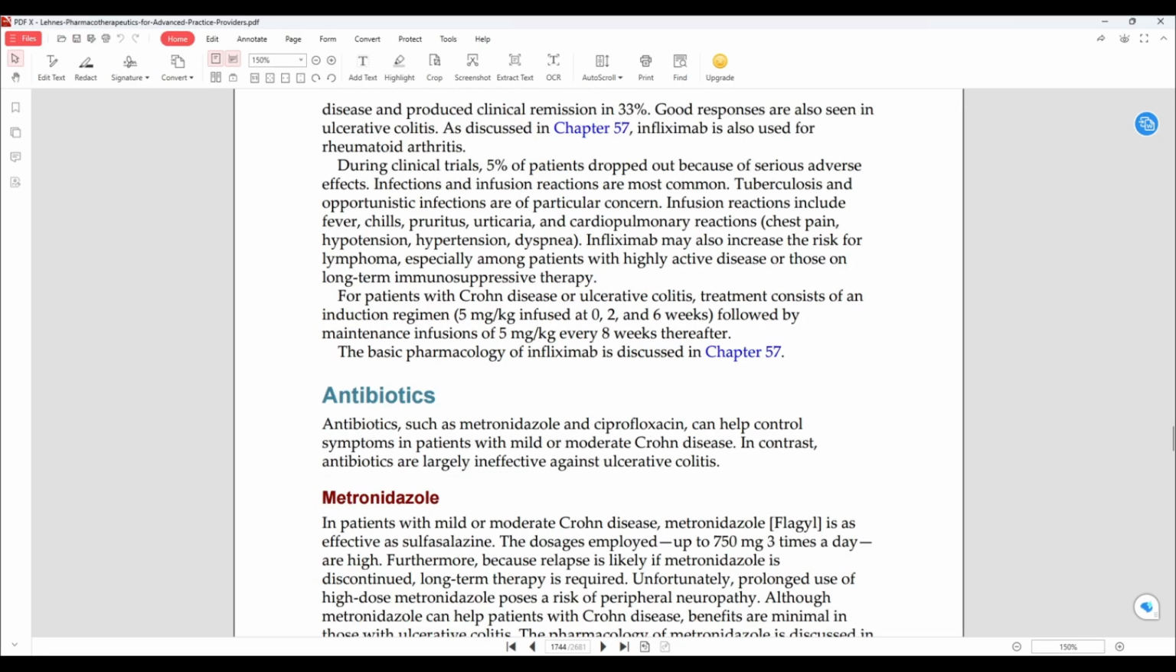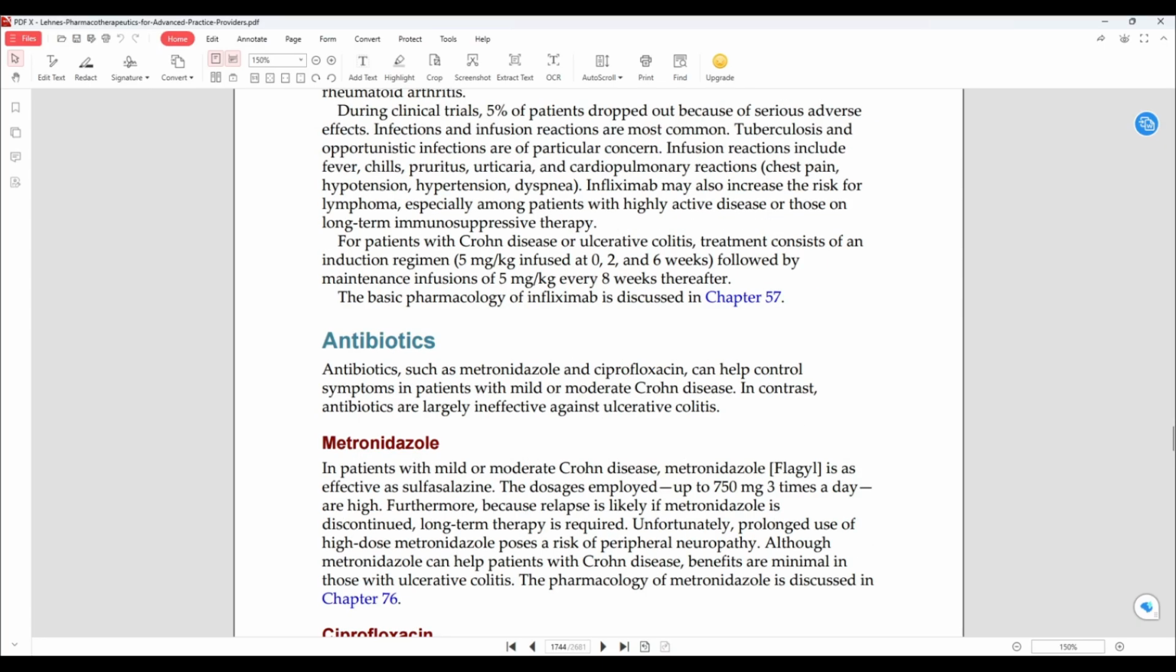As discussed in Chapter 57, Remicade is also used for rheumatoid arthritis. During clinical trials, 5% of patients dropped out because of serious adverse effects. Infections and infusion reactions were the most common. Tuberculosis and opportunistic infections are the particular concern. Infusion reactions include fever, chills, pruritus, urticaria, and cardiopulmonary reactions, so chest pain, hypotension, hypertension, and dyspnea.